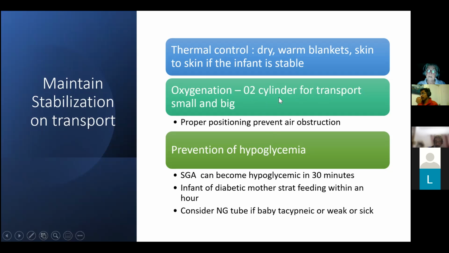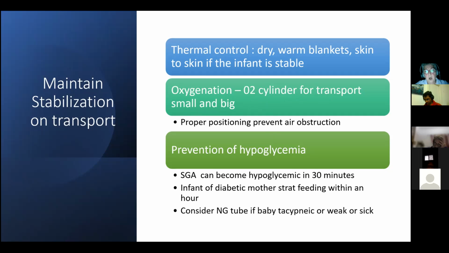Oxygenation: you need an oxygen cylinder for transport. You need a small one to transport the baby from the delivery room to the MBU, or from the MBU to the ambulance, and you need a big one in the ambulance in order to have enough oxygen for the drive, which sometimes can be more than a few minutes. So if you have a longer drive, you need a large oxygen cylinder in the ambulance.